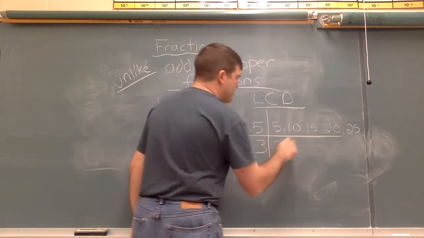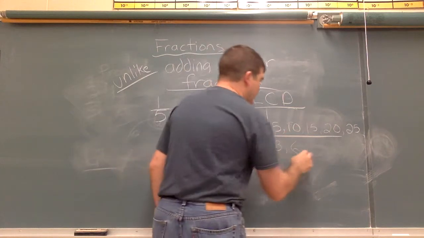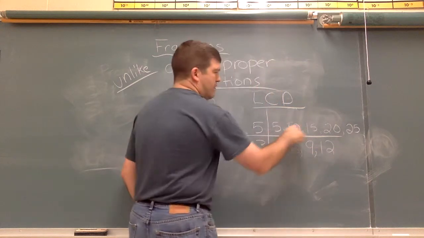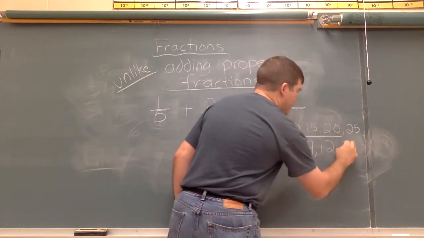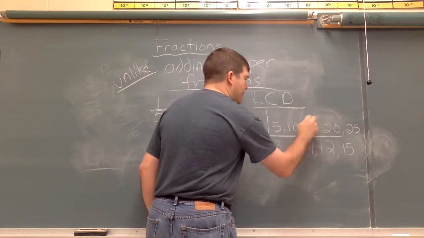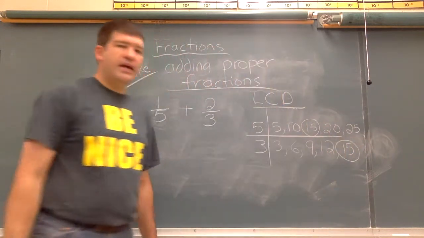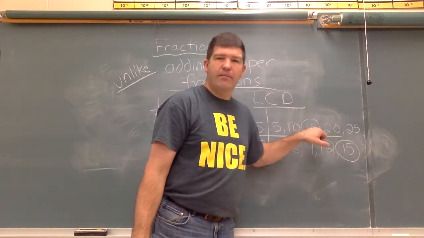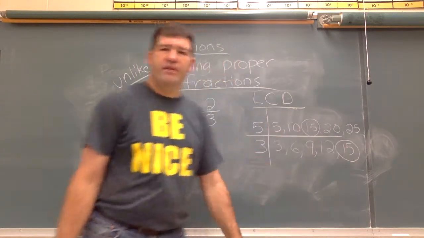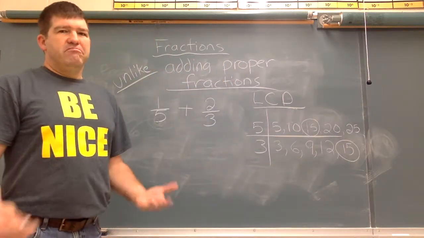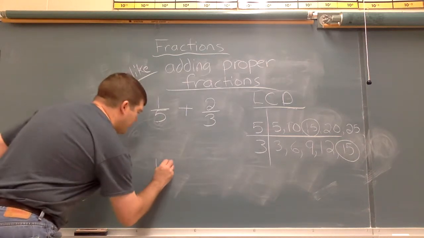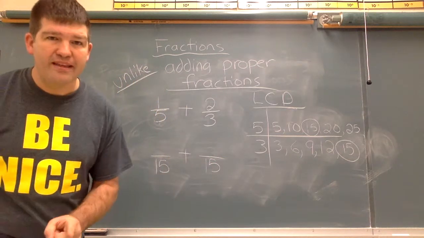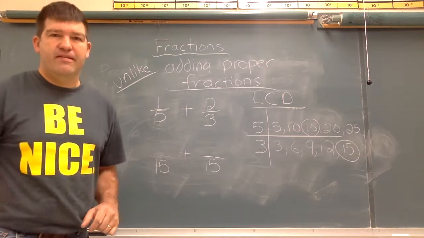Nope. 3 times 2 is 6. Nope. 3 times 3 is 9. Still no 9. 3 times 4 is 12. No 12. 3 times 5 is 15. Whoop. I can stop right there. Doesn't matter how high I go. I know the lowest common denominator is 15. So once I've got that, I can relax a little bit because all I do is I put my 15 here, 15 here.